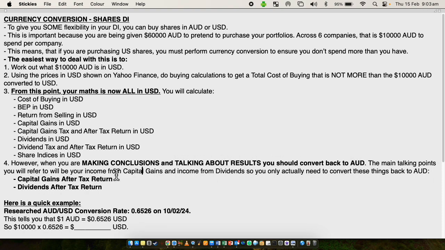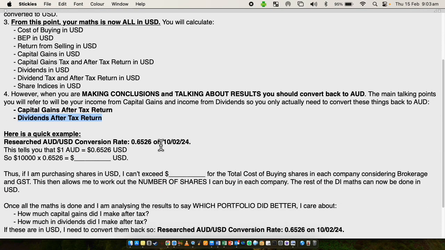The main talking points will refer to your income from capital gains and dividends. So you only actually need to convert these things back to Australian dollars: the capital gains after tax, which I've already taught, and dividends after tax, which I have not taught yet because I want you to start the DO. Okay, so this is a quick example.